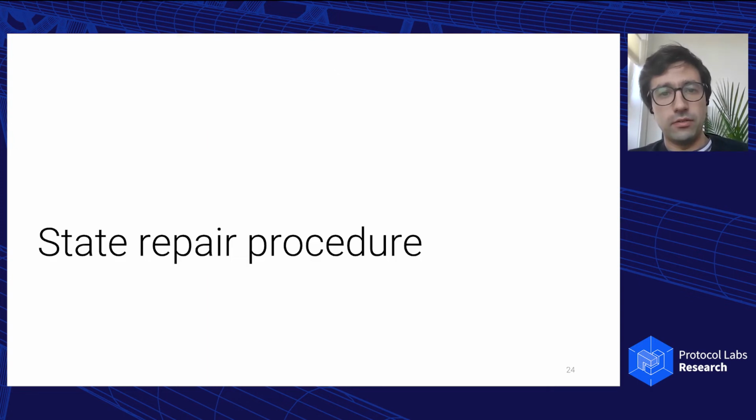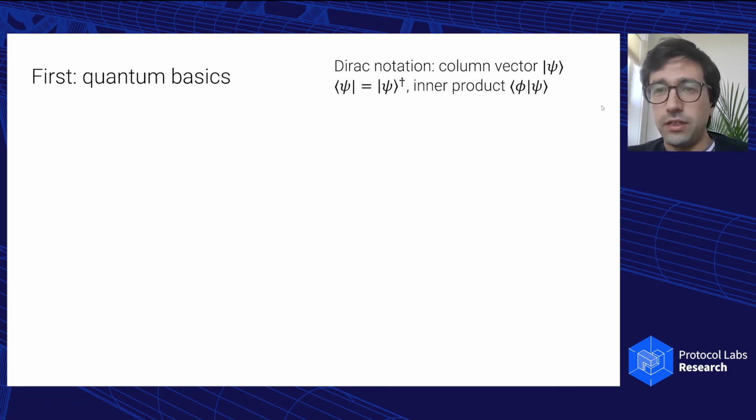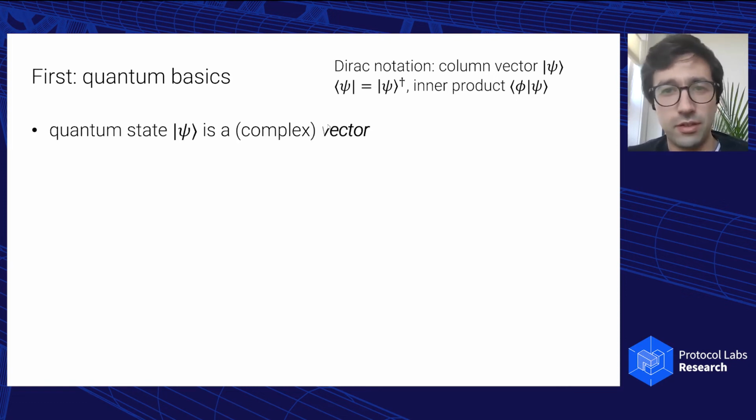So I'm going to give an overview of the state repair procedure. Firstly, I'm going to briefly go through some quantum notation. Apologies to people for whom this is familiar. Usually in quantum information, we use Dirac notation. This ket here is a column vector, and the opposite of a ket is called a bra, which is the adjoint of this vector, the conjugate transpose. You can write down the inner product of these two vectors like this: you multiply a row vector by a column vector, where this is the adjoint, and everything works out. It's just a nice way to write the inner product of two vectors.